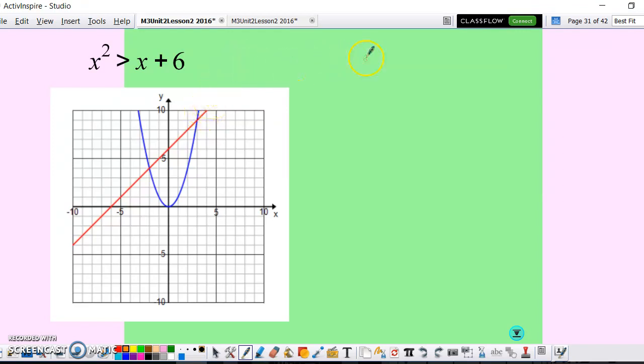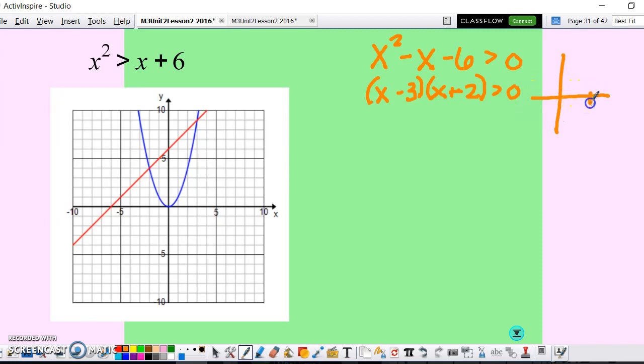If you were to graph it by hand, which you won't be required to do, but some of the advanced students might be asked how you would, you could take x squared and subtract x and subtract 6, and then that'd be greater than 0. And in which case here you'd have the ability to factor. So you would have x minus 3 and x plus 2 is greater than 0. Over here, that would make you cross at positive 3 and negative 2.